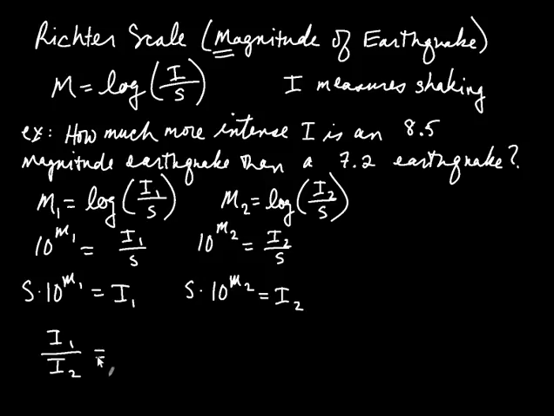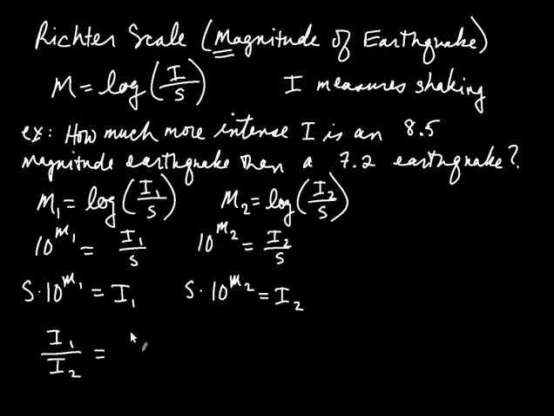So what's it going to be? Is this ratio going to be 2? Is the first earthquake twice as intense as the second one? Is it twice as shaky? Is it 3 times as shaky? What does this mean? We're trying to figure out what 8.5 versus 7.2 means in terms of shakiness.